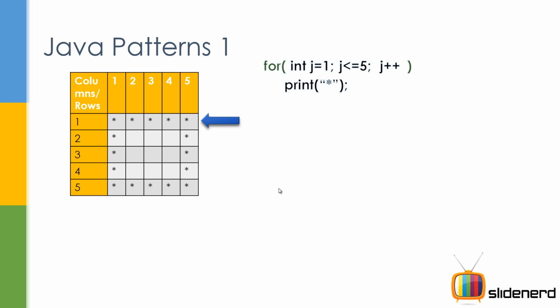Now if you see the last row, that again looks very similar to the first row, right? You can say the same thing, print star once and you repeat this 5 times, right? So you say j is 1, j less than 5, j plus plus, for loop, there.